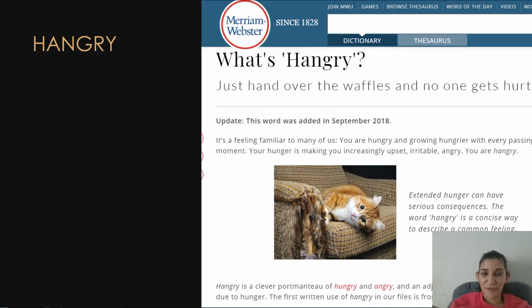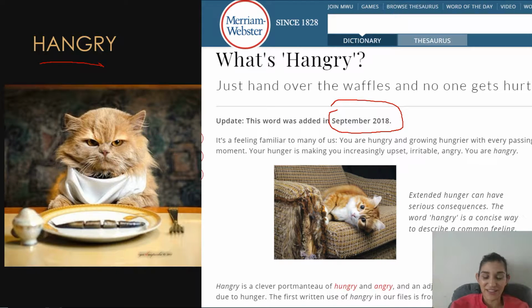So here are some examples of new words that we probably know because they're in our vocabulary now. This word is hangry. I'm sure you've heard hangry before. Hangry was added into the dictionary September 2018, so just this year. And we know that it means when you're hungry and you're angry, and it's become something that is involved in our vocabulary. There's a little kitty who's showing an example of being hangry.